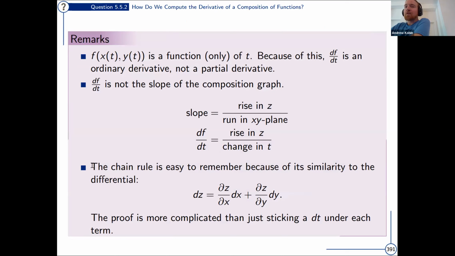The chain rule, by the way, looks very similar to our definition of the differential. And if you put dt's everywhere, then it is the same formula, but the proof is actually a little more complicated than just sticking dt's into this formula.